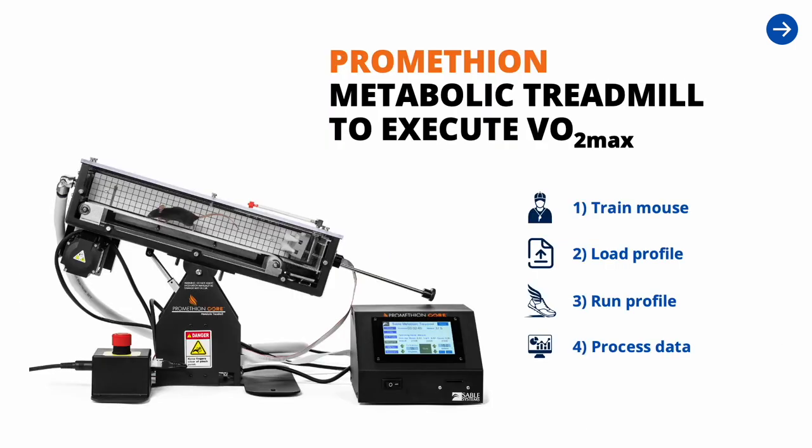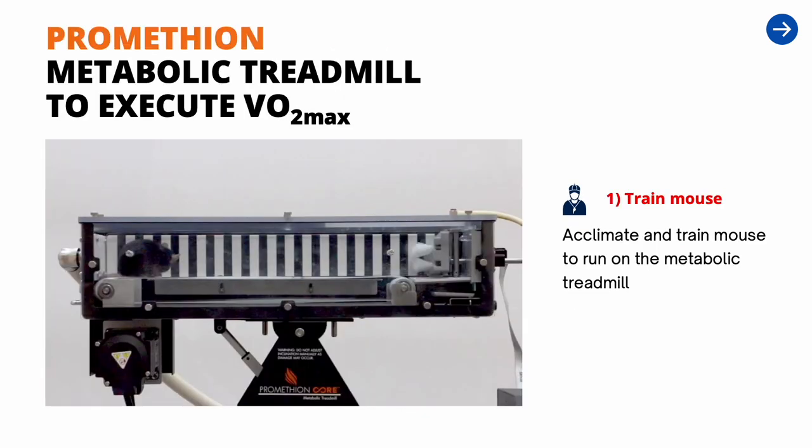Here we show how the Promethion metabolic treadmill is used to obtain VO2 max, from training the mouse through setting up the graded maximal exercise test to evaluating the data. To increase the consistency of results, the mouse was acclimated to the treadmill. This was done by 3 short training sessions over the course of a week, where it was introduced to the treadmill and experienced speed and incline changes. Note the mouse was allowed 60 hours of recovery time between sessions and before the VO2 max run.